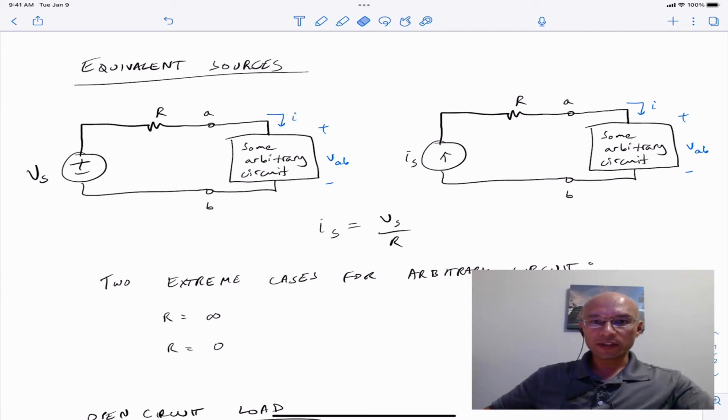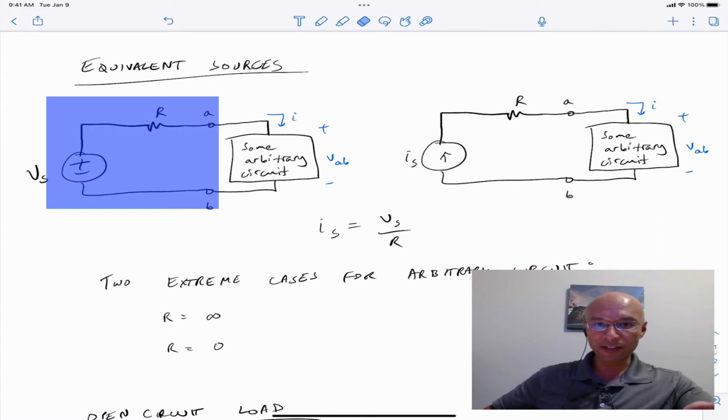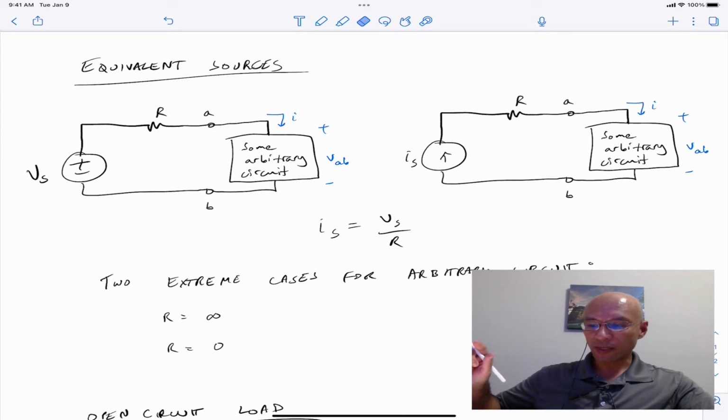In this video, we're going to discuss equivalent sources. What we mean by that is, suppose we have some arbitrary circuit. It's powered by a voltage source and a resistor in series. Well, we can replace that power source by a current source in parallel with a resistance.